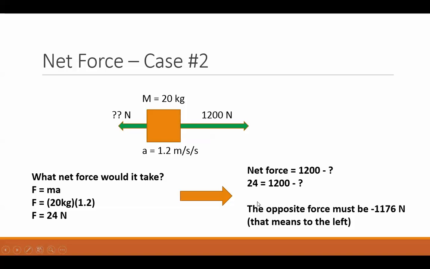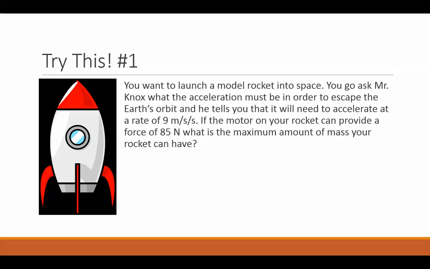Now on your paper, it's time for some practice problems. The first one is this rocket problem. You'll need to pause it so that you can read the question. But basically, you're going to be firing a rocket up into the air. You know the acceleration you need. You know how much force the rocket can provide. How much mass can you put on the rocket? Once you've answered this, please check your answer up front before going to the next question.